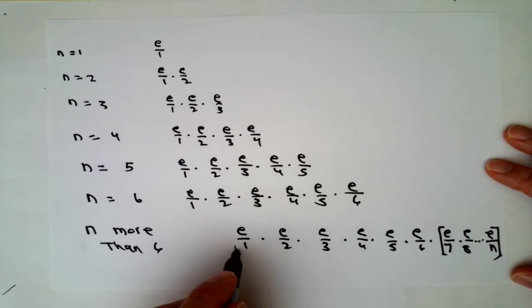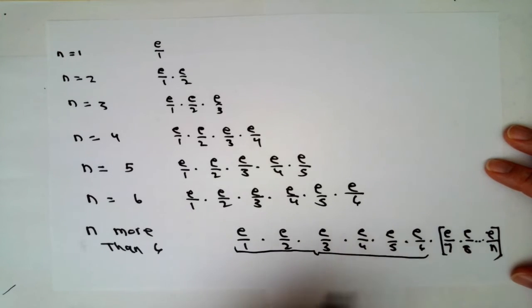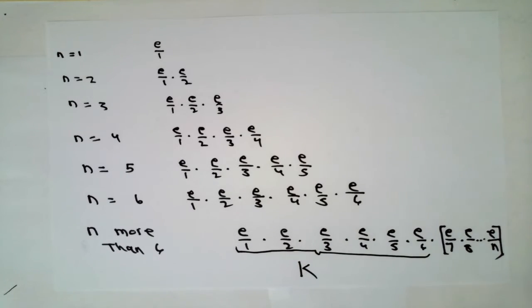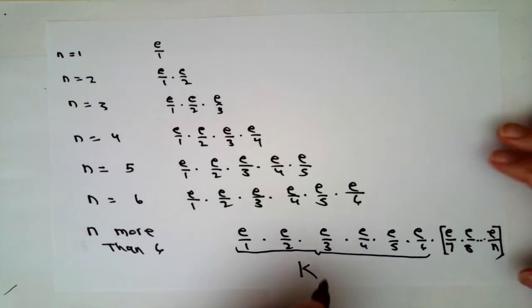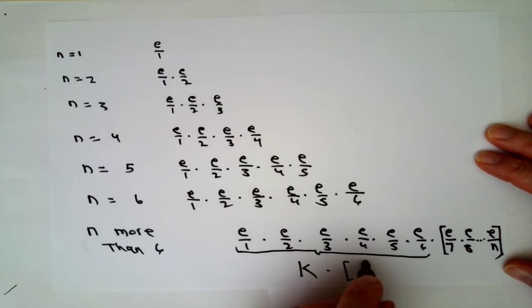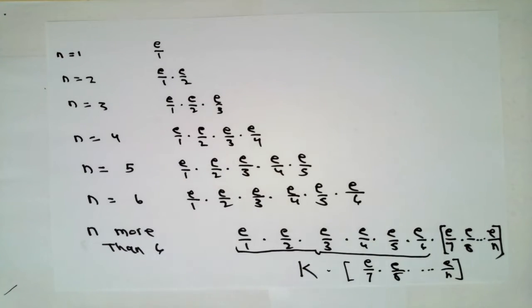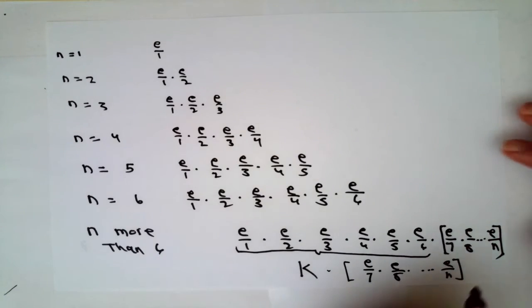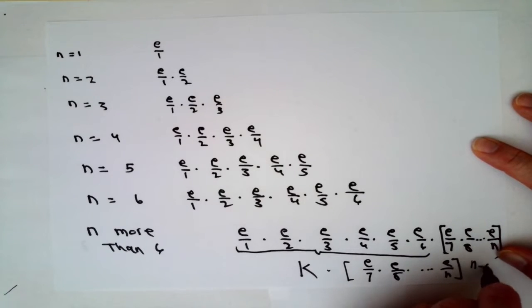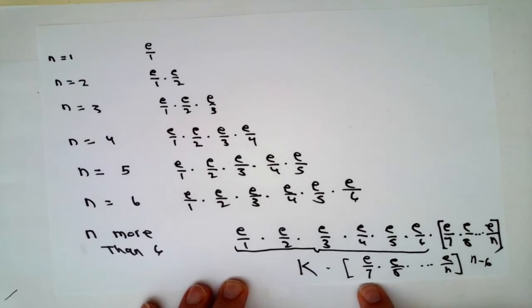So I'm going to make up a name for this number. I'm just going to call it capital K. It's a constant. And then I have multiplied by e over 7 times e over 8 all the way out to e over n. In the original, I had n factors. I've split 6 of them off, so there are n minus 6 factors contained within the square brackets.